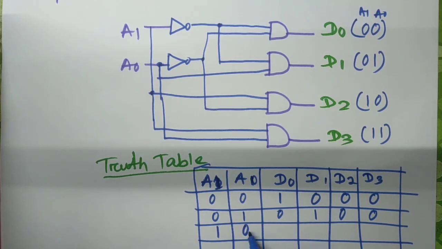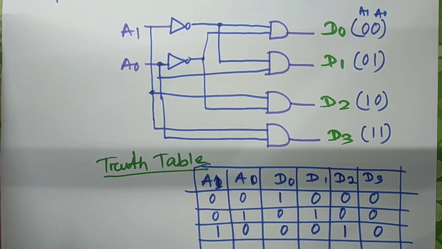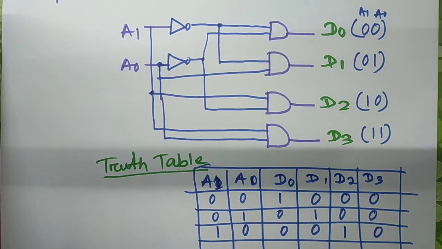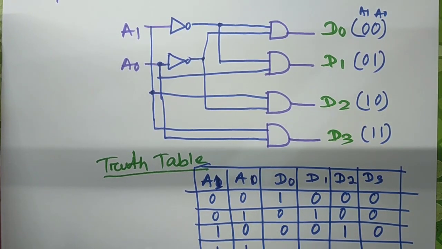Then what happens? 1 0. 1 0 is what? D2. So D2 will be activated, other part will be 0. Similarly, A0 is 1 and A1 is 1. In this case, who will be activated? D3 will be activated, other part will be 0.